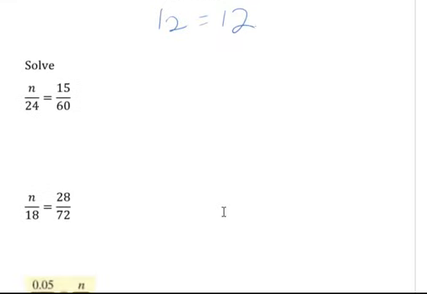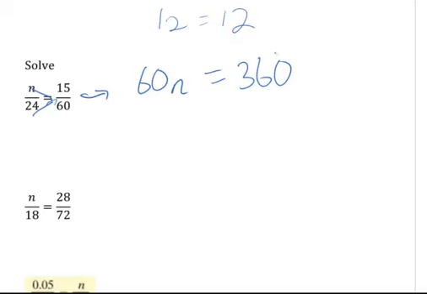So the way we're going to do this here is we're going to go ahead and cross multiply. So my first step is to take n times 60. Well, that's going to leave me with 60n. Now, I need to take 24 times 15. So 24 times 15 is 360. Now, what I really want to do here is I want to solve this equation for the letter n.